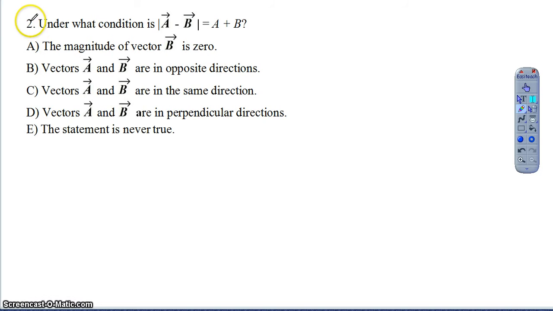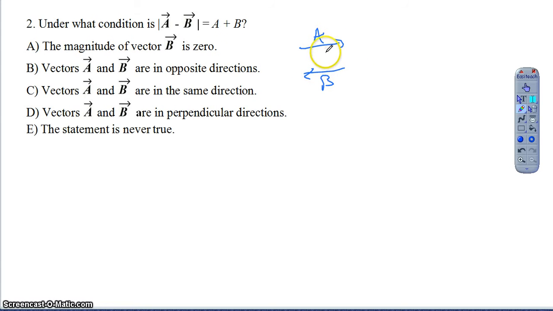Question 2 goes back more to just kind of the computational side of vectors. So under what condition, and these absolute values represent the magnitude of this sum, would the magnitude of vector A minus B equal A plus B? Well, the only time that this is going to happen, because I'm doing minus B, would be if they were in opposite directions, right? Because if I take vector A this way and then vector B going this way, ordinarily those two vectors, the magnitudes would cancel out.